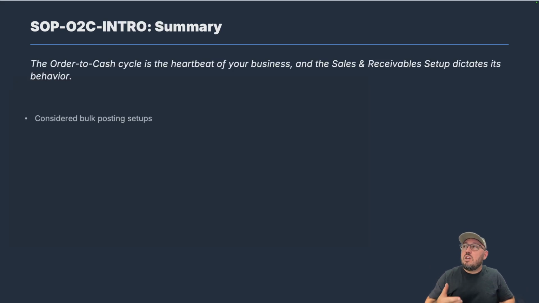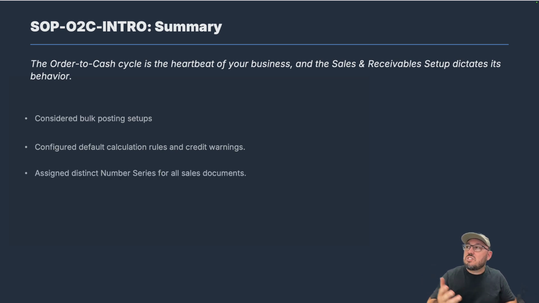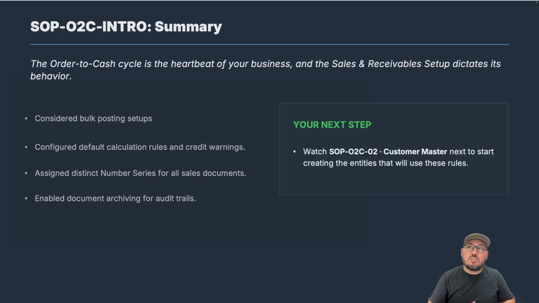So in summary, we've considered bulk posting. We've considered default calculation rules and credit warnings. We've assigned a distinct number series for all sales documents, enabled document archiving and audit trail. So what does this mean? We're ready to go on SOP-2, customer master data.